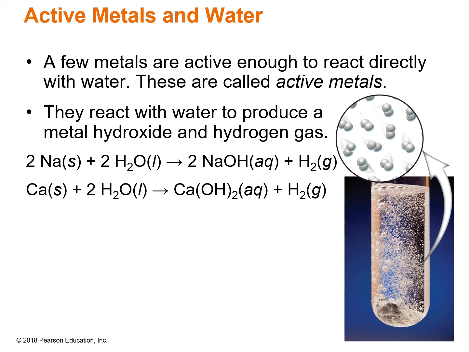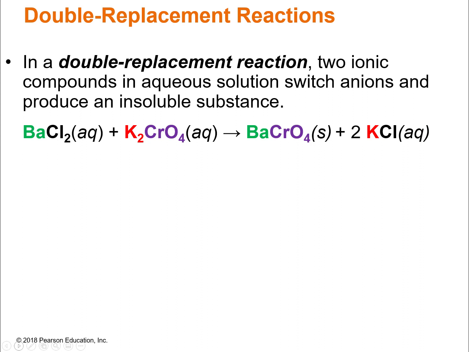So these are just some more examples of single replacement reactions. You can have an aqueous acid displacement. You can have an active metal mixed with water. Same thing. So we've covered combination reactions, decomposition reactions, single replacement reactions, and we also talked about the activity series along the way. That is 3 reaction types. We've got 2 more. Double replacement reactions.